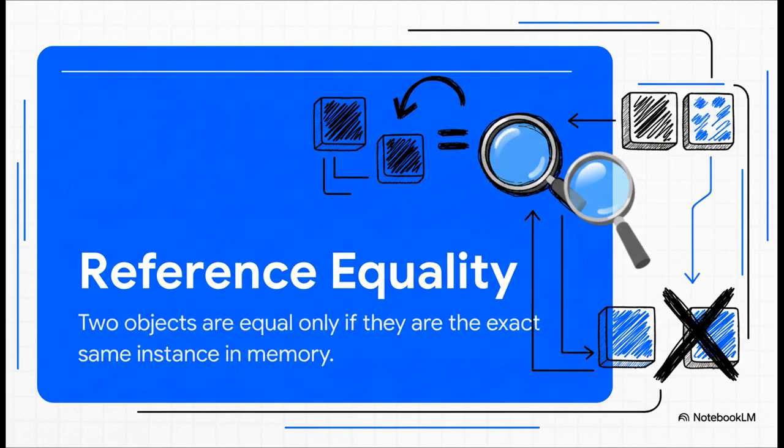First up, you've got reference equality. This is the strictest, most literal kind of equality you can have. Think of it this way. Are two keys the exact same physical key? It doesn't matter if they're perfect copies that open the same lock. Reference equality asks if they are one and the same object pointing to the very same address in your computer's memory. If they aren't, the answer is always no.